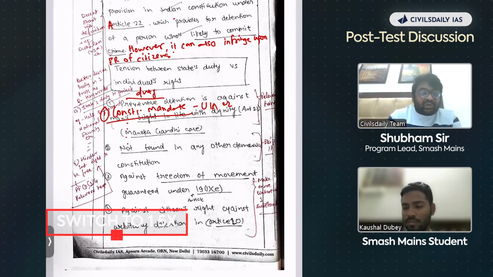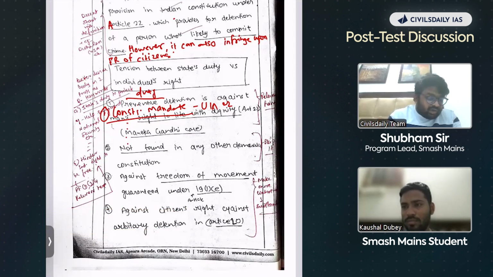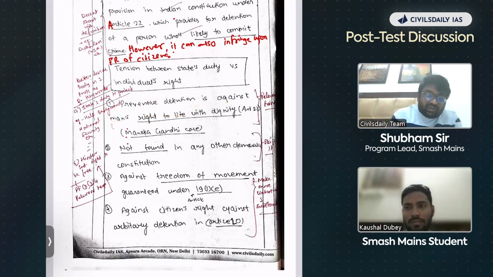Under Article 22, preventive detention is allowed for security of the state, maintenance of public order, maintaining essential services, and foreign relations. That is the static part, so first, that has to be there. Remember this. Similarly, if you get a question on defamation, constitutional mandate: it has been added as a reasonable restriction under Article 19(2).